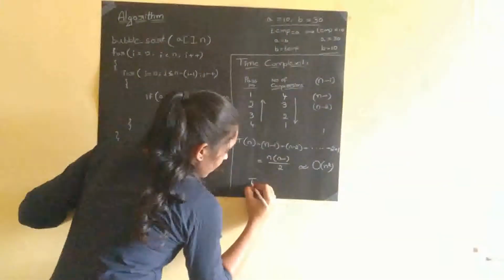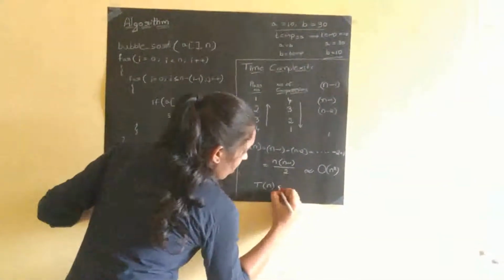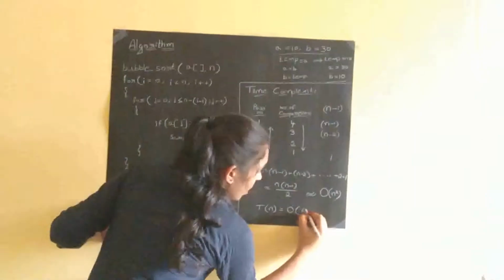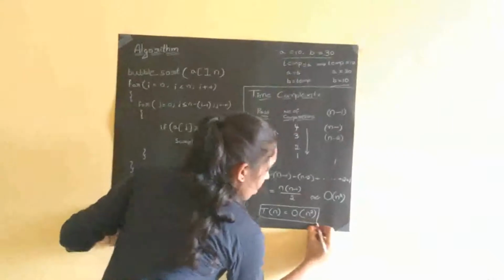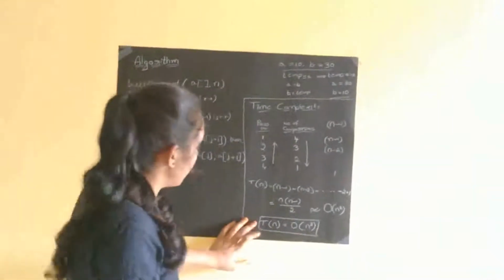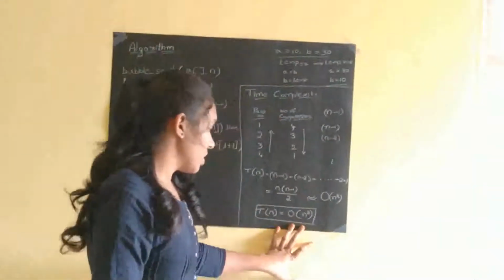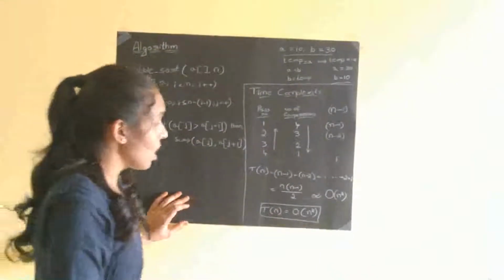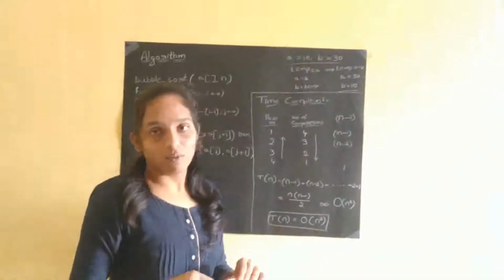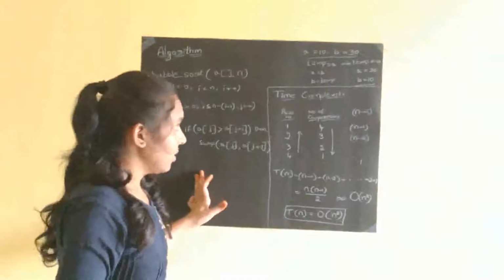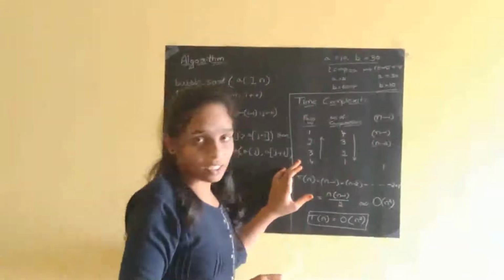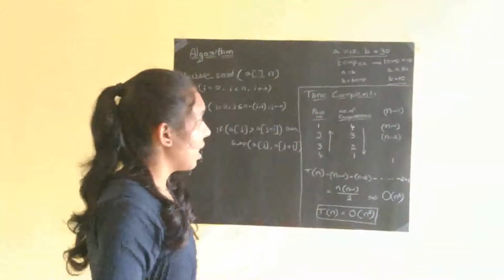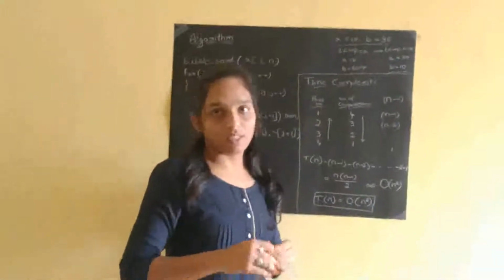So the time complexity for bubble sort is order of n square. So finally we have discussed the bubble sort with its algorithm, with a program, and with its time complexity and certain examples. Thank you.